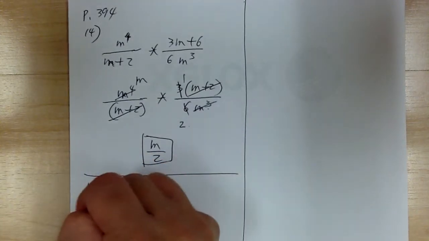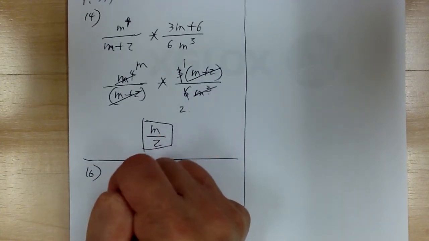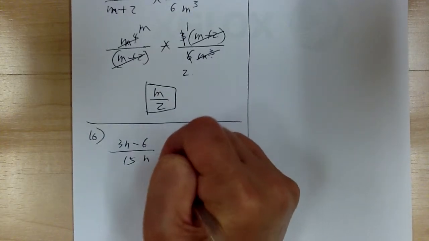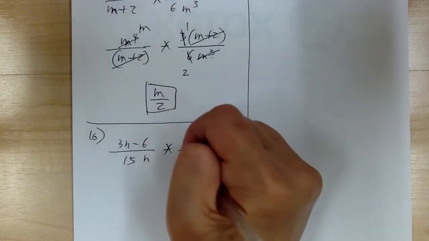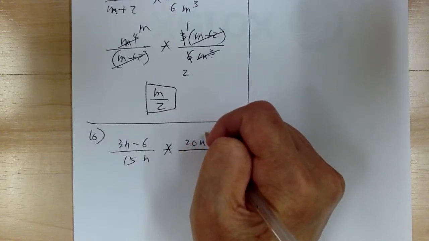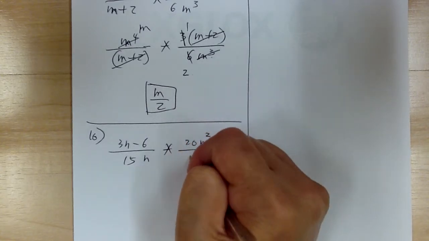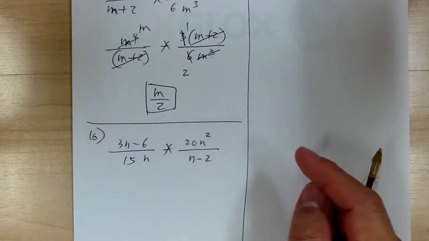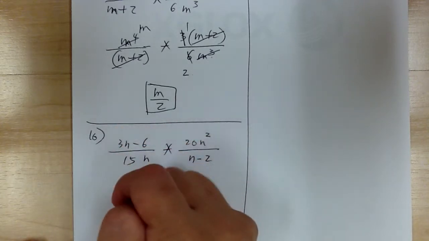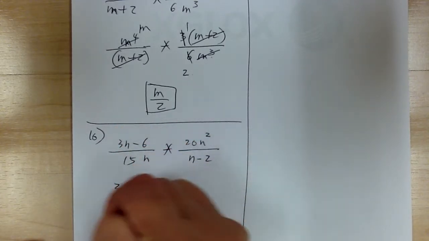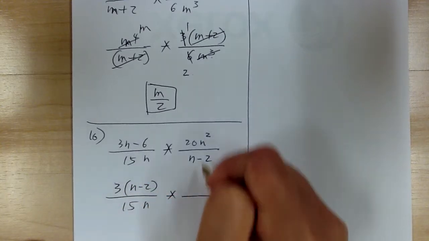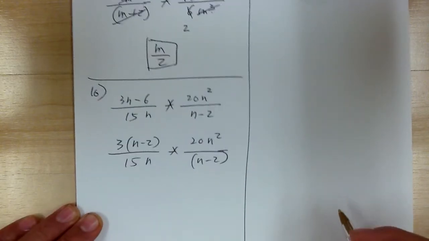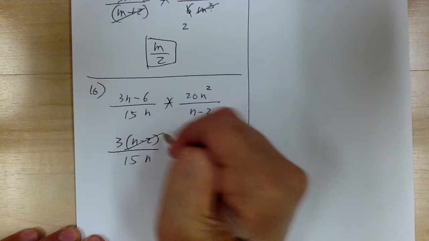Okay, let's go to 16. You have 3n minus 6 over 15n. It's a division, divide, so make into multiplication and flip upside down on the second term. Okay, so go and flip this upside down. Then after that, you have to do factoring. So 3n minus 6, you can factor out 3. Okay. This one you cannot factor, so leave it alone. Okay, so now you got n minus 2, cancel out.